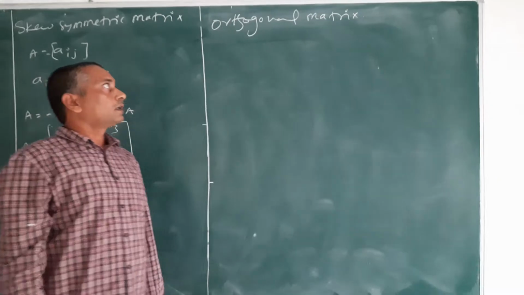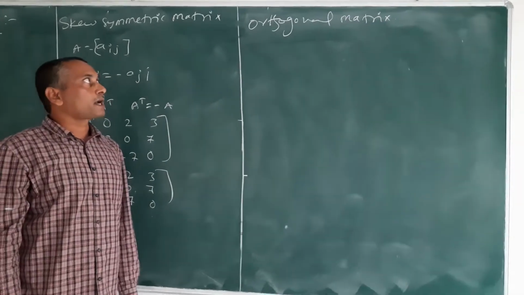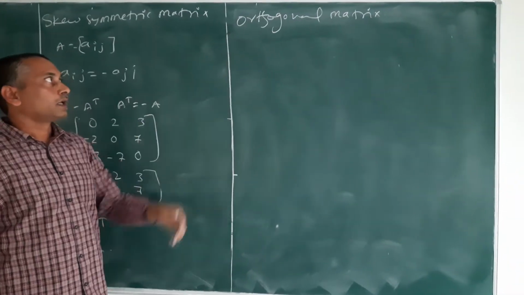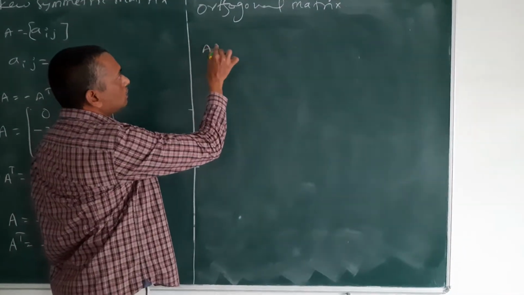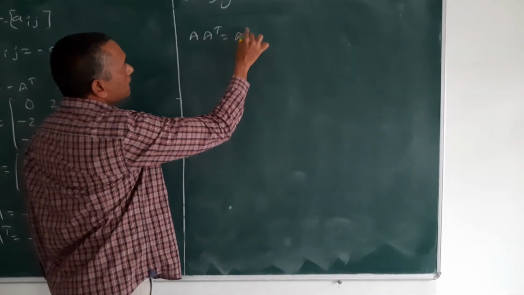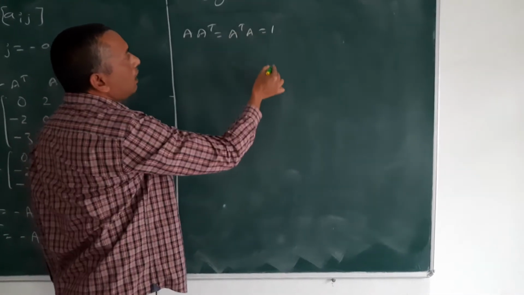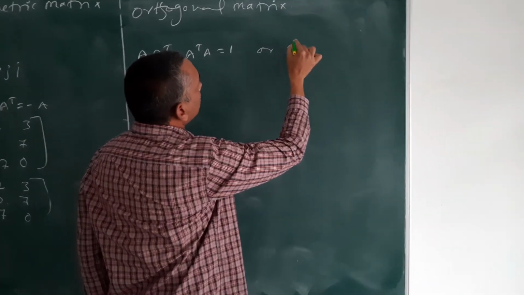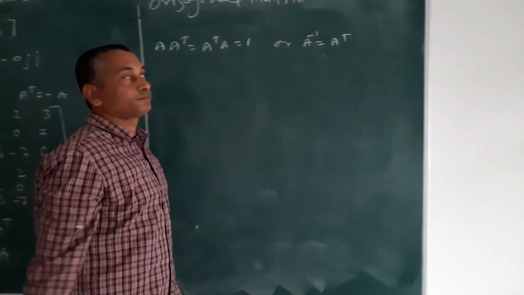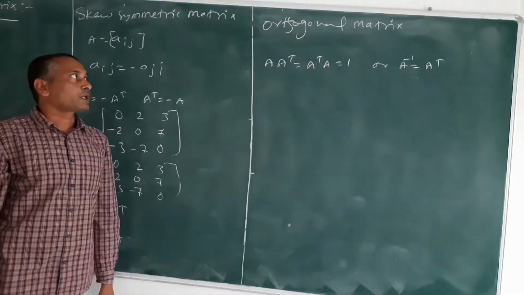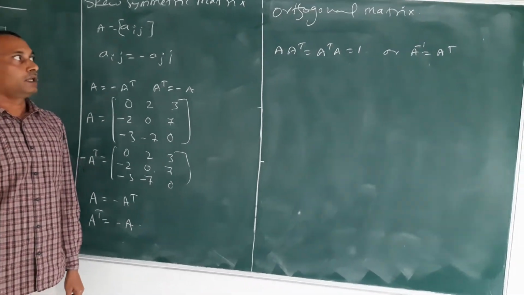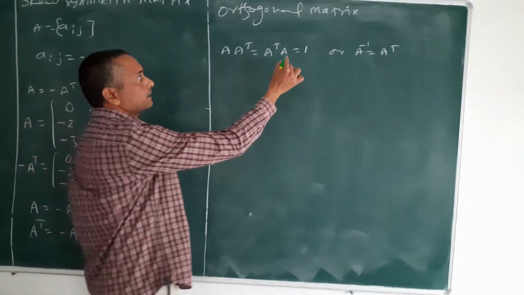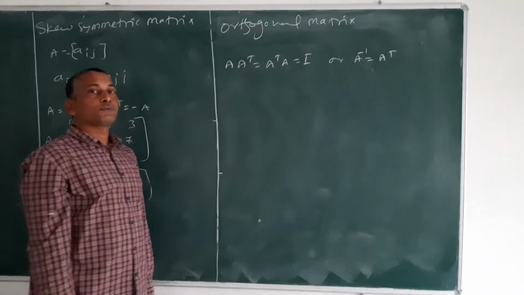Next, orthogonal matrix. A square matrix is said to be orthogonal if A into A transpose equals A transpose into A equals I, or A transpose equals A inverse. What is an orthogonal matrix? A square matrix is said to be orthogonal if A into A transpose equals the identity matrix, or A transpose equals A inverse.